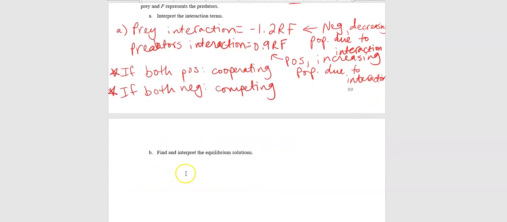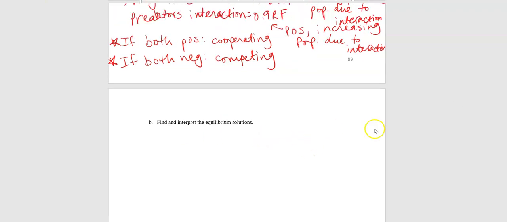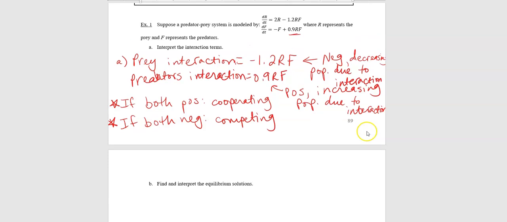All right. The next part says, find and interpret the equilibrium solutions. Equilibrium would be where the rates are equal to 0. That's where we have a stable system. To figure out where this occurs, we're going to set both of these equal to 0.